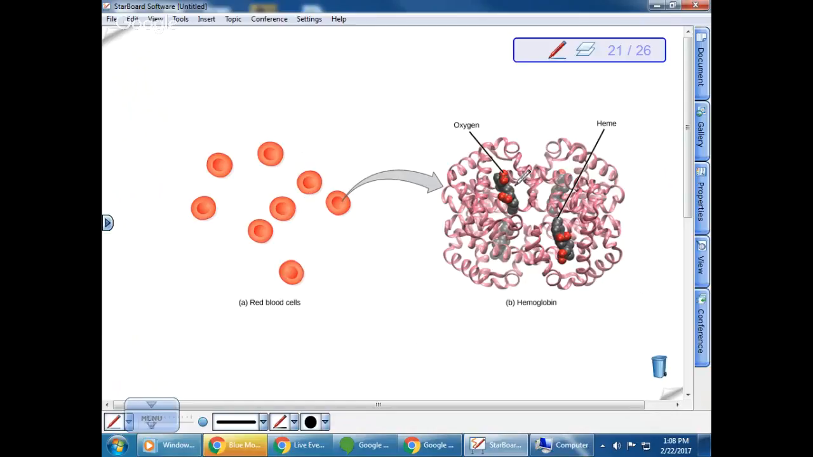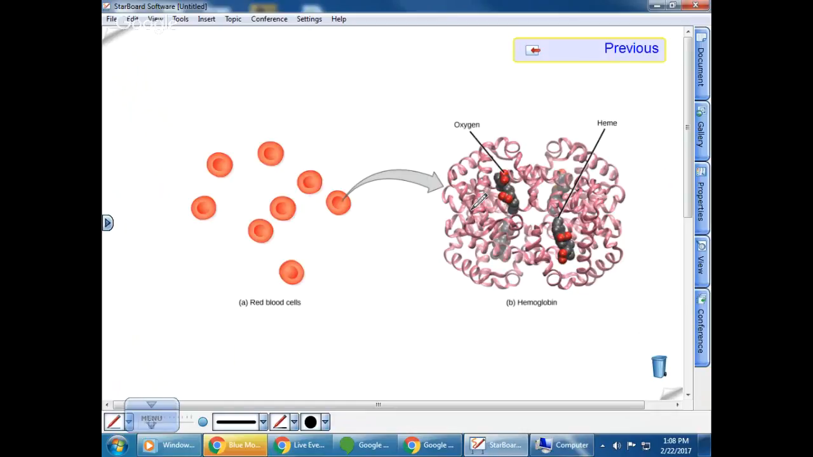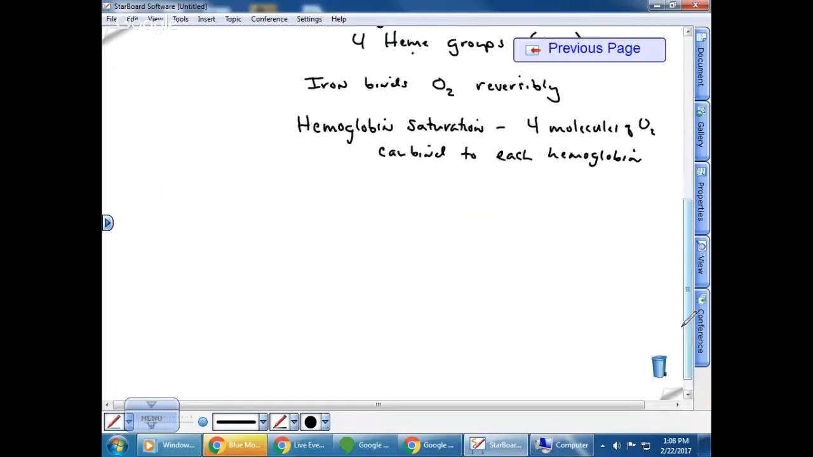So this is the heme part, these are the iron, and then we have the binding of the oxygen to the different parts of the hemoglobin. These right here are proteins, okay? Okay, so we can talk about hemoglobin dissociation.